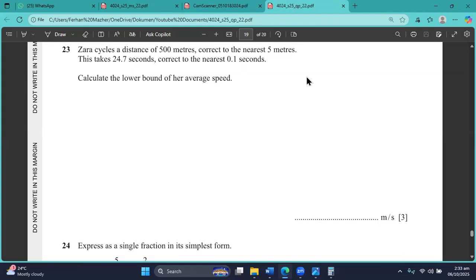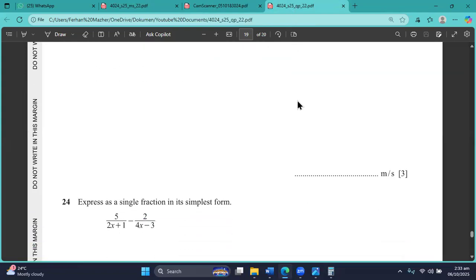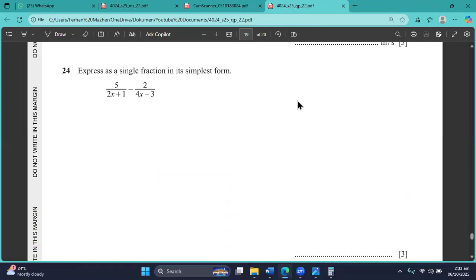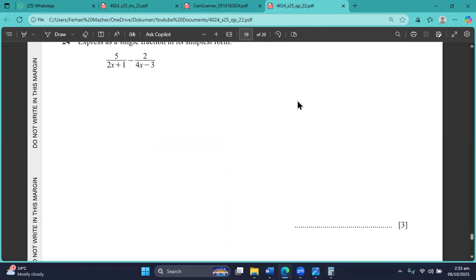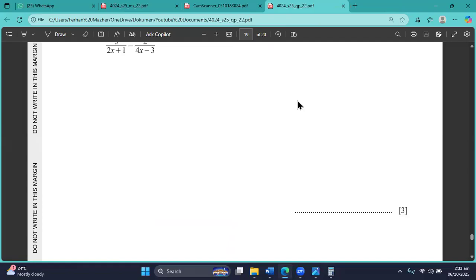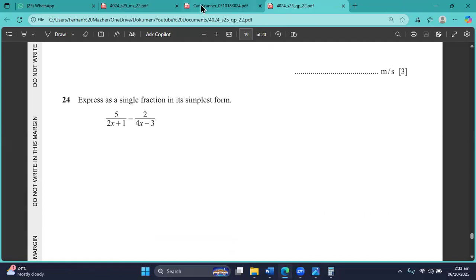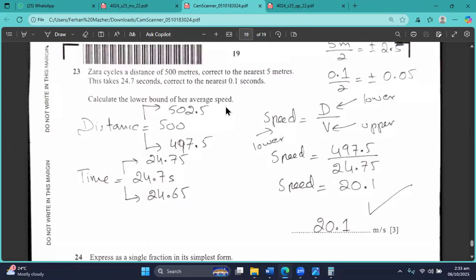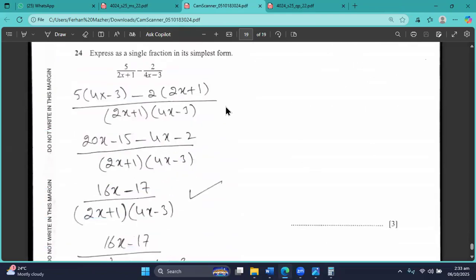I hope you understand. Then we have question number 24. It says express as a single fraction in its simplest form. This is a 3 marks question. So we have to take the LCM. Okay, so here we go. Question number 24. We take the LCM, the 2x plus 1 and 4x minus 3.